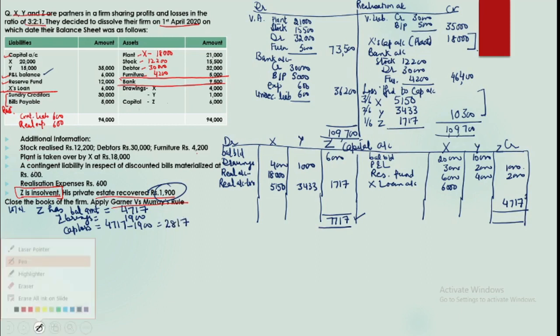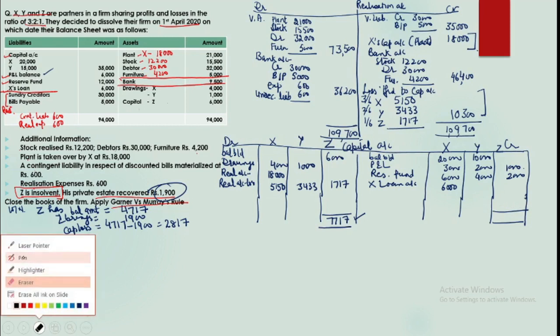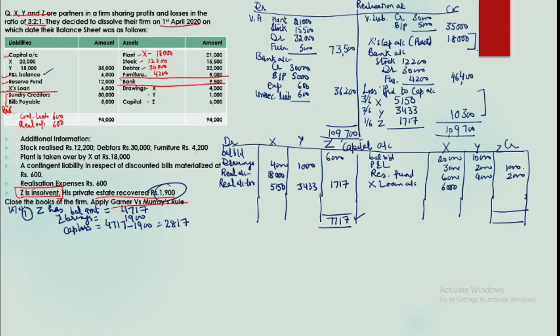So how will we adjust this loss? Now as per Garner versus Murray's ruling, this loss is to be borne by the remaining solvent partners. So our first step was establishing insolvency. Now find out the remaining solvent partners. Since there were three partners X, Y and Z, and Z is insolvent, by assumption X and Y are solvent, because we are not given anything. If nothing is given, we'll assume them to be solvent partners. So this loss will be borne by these two partners in capital ratio.